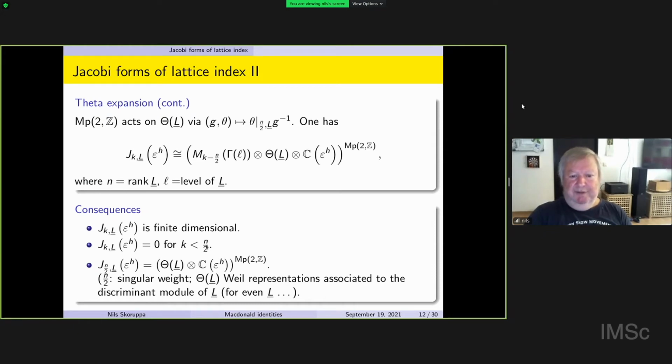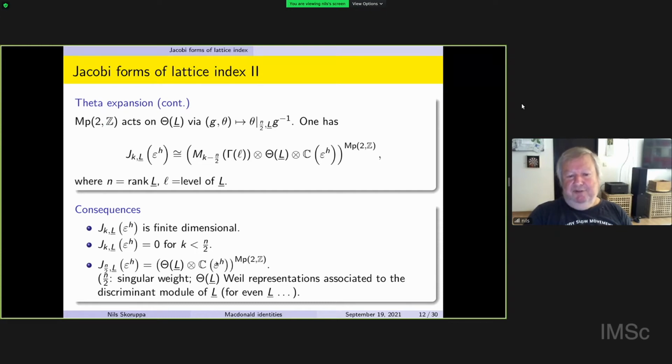It's a quite interesting question when we have and when not. That is, of course, then this space here. It's just this theta of L, this finite Mp2Z module, tensored with this one-dimensional Z module, and the invariance of it. So this here is a so-called Weil representation that you have here. And so the space of Jacobi forms of weight n over 2, and again, n the rank of the lattice, is nothing else but the space of invariants of this Weil representation that you have here.